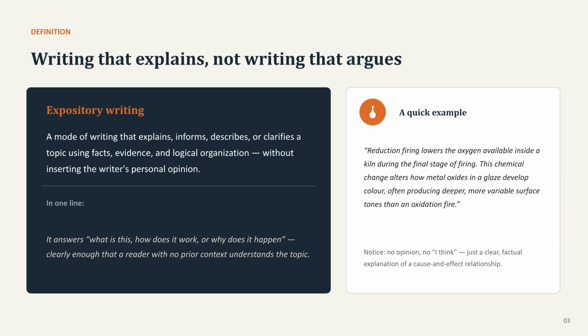effective writing. Expository writing is fundamentally about explaining, informing, or clarifying a topic through facts and logical organization without relying on personal opinion. It answers "what is this?" or "how does it work?" for a reader without prior knowledge.